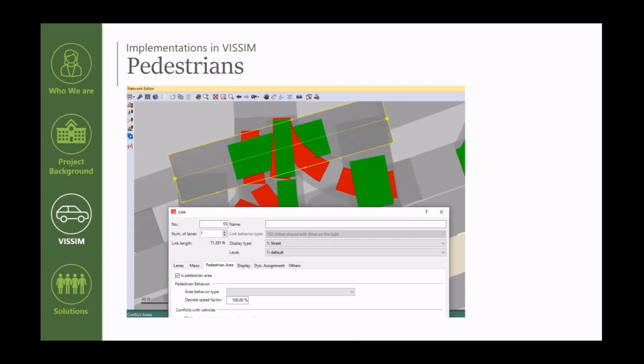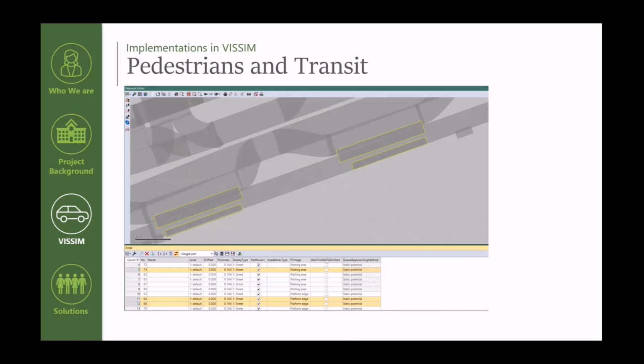Here is one of the examples where we converted the link into a pedestrian area to code conflict zones, and then provide more appealing visualization by connecting the pedestrians with transit through waiting areas and platforms.